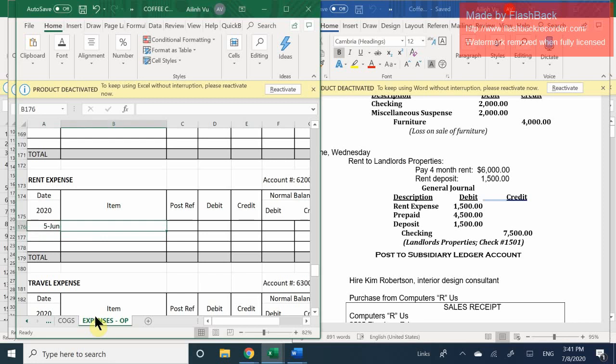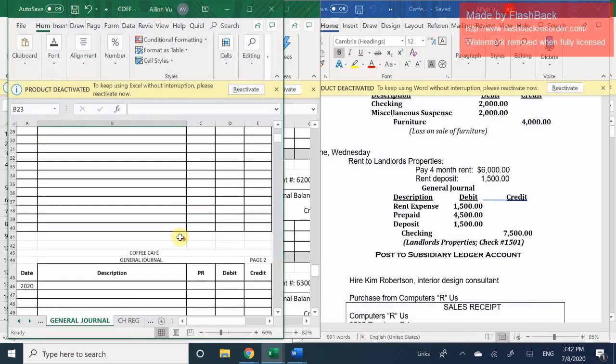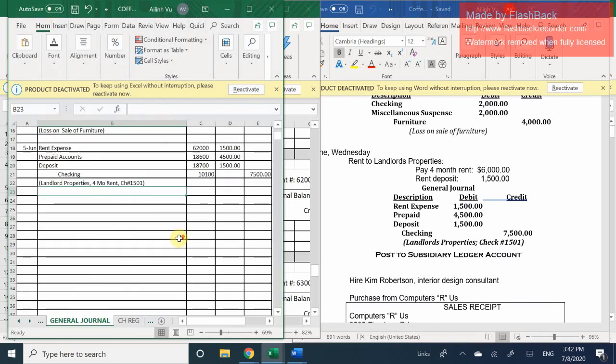Right in the check number, right? Okay. So I'm going to indicate that this rent expense is rent for the month of June. Where's my post reference? Are we still on page 1? Yes, we are. Did I finish? Yes, I still have a lot of page 1 left.